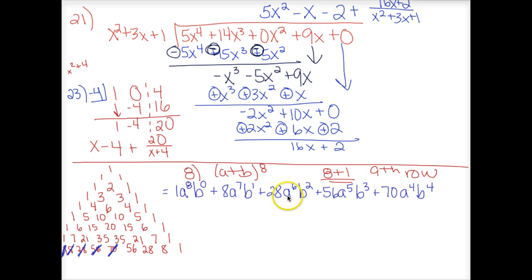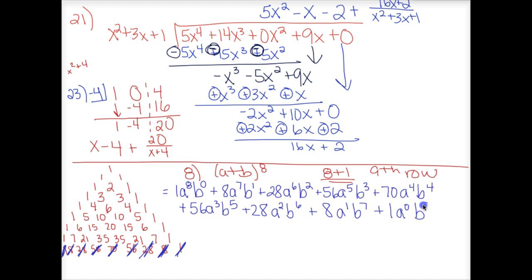Now again, I'm going to have to go underneath because I just don't have enough room here to write out the rest. So now 56 again. A now goes down to 3. B goes up to 5. 28. A goes down to 2. B goes up to 6. Now 8. Almost there. A goes down to 1. B goes up to 7. And then the last one, 1, A goes down to 0, B goes up to 8.